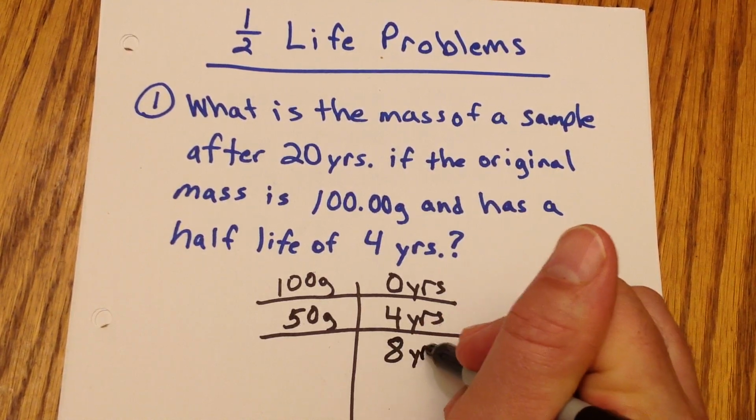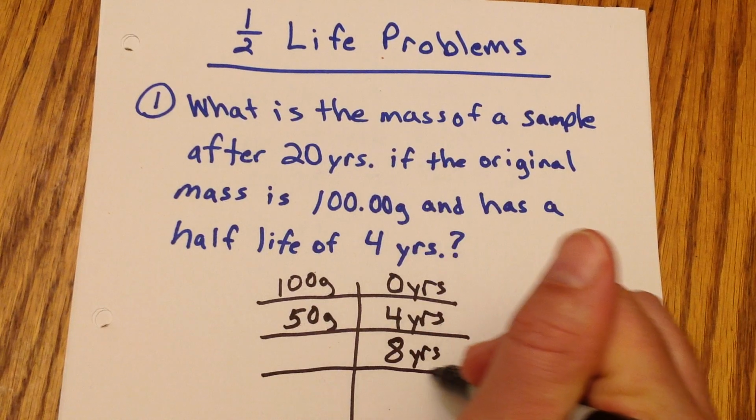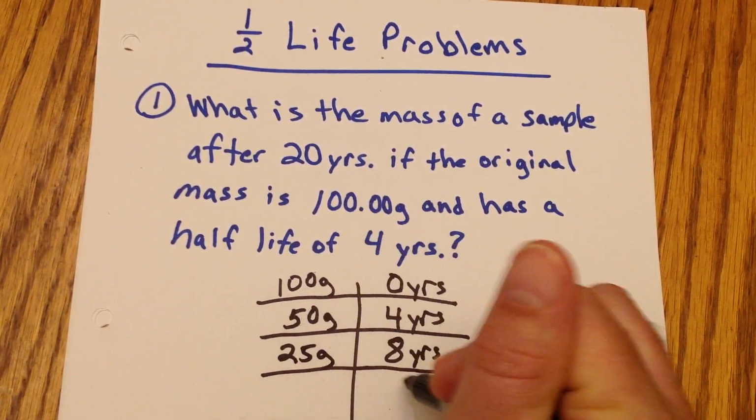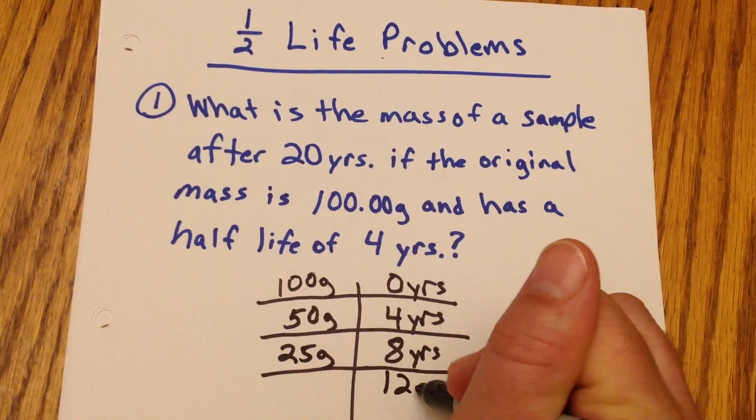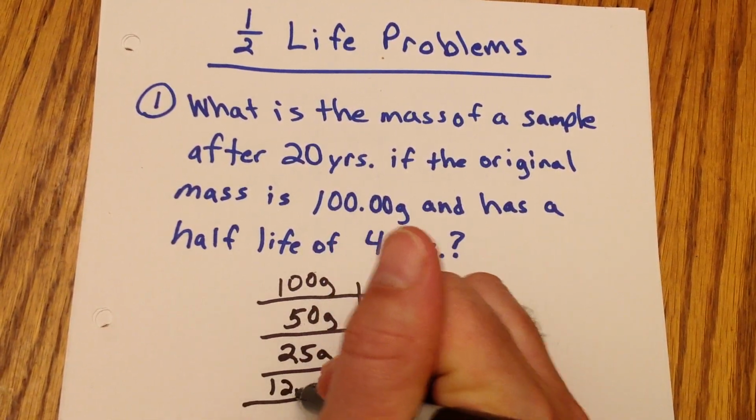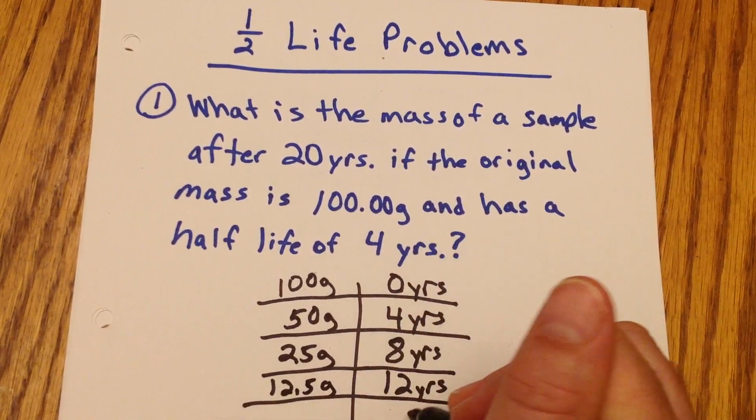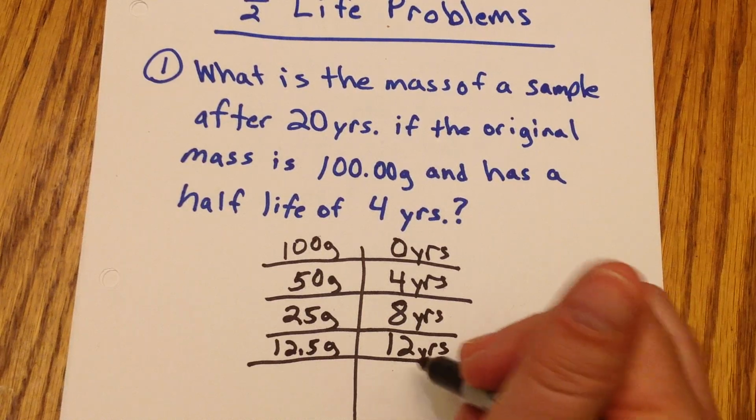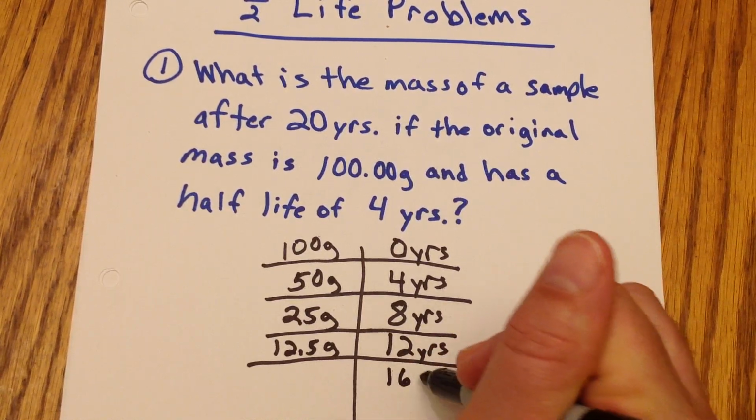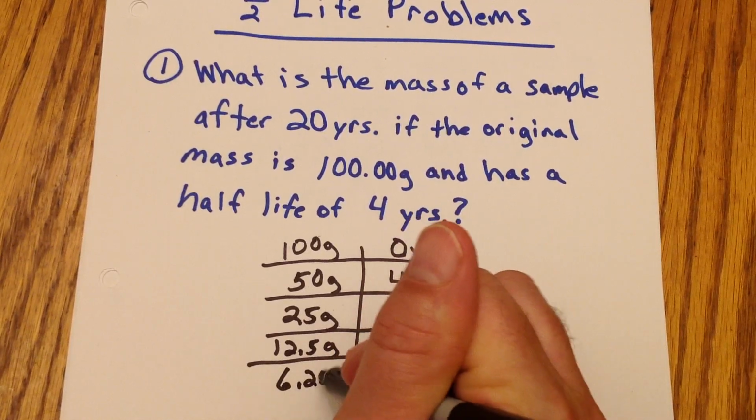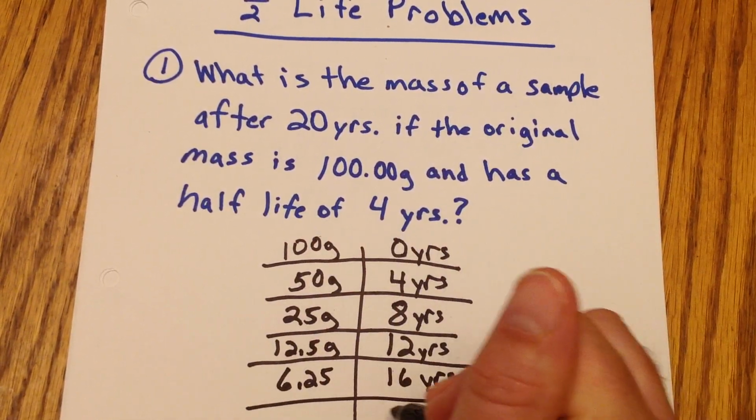8 years, another half-life, and you would be down to 25 grams. So we're going to do it one more time, 12 years, and we're going to go to 12 and a half. If you're not good with these decimals or fractions, be sure to use your calculator. And you're just going to divide by 2. One more time, 6.25, almost there.